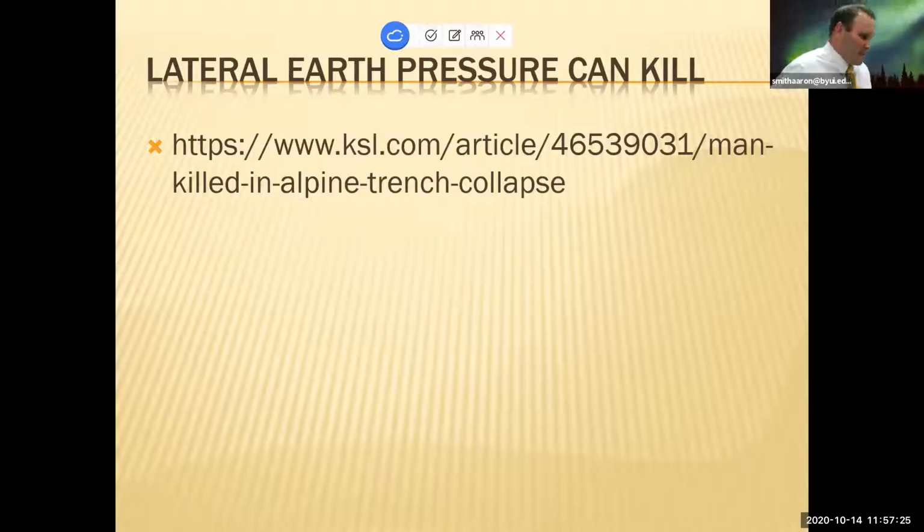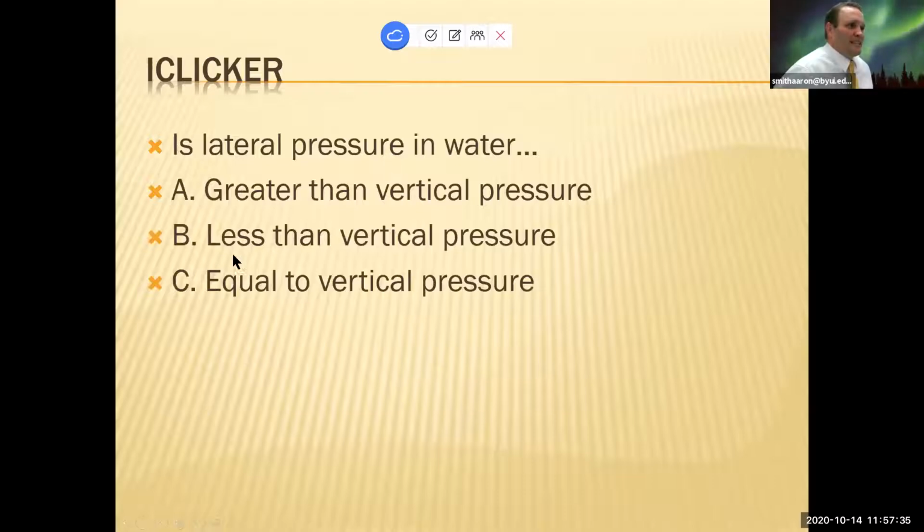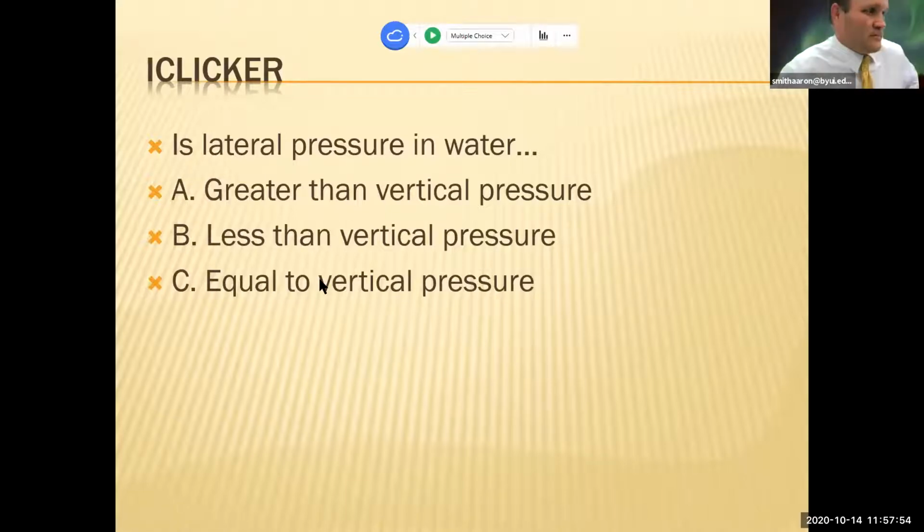Okay, so the next question is an iClicker question. I want you guys to all log into iClicker and get ready. I've got 3 questions just to gauge your level of understanding before the class starts. So the first one, is lateral in water greater than the vertical pressure? So I'm talking about less than the vertical or equal to the vertical. So is that lateral, that horizontal pressure in water, going to be greater than, less than, or equal to the vertical pressure? So we're talking about water here, not talking about soil yet, just water. What's your understanding at that point?